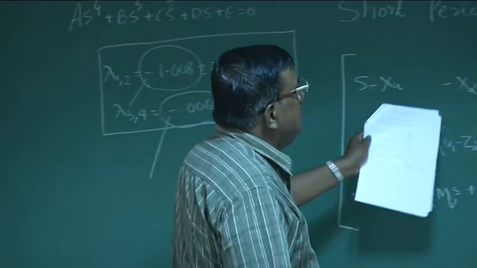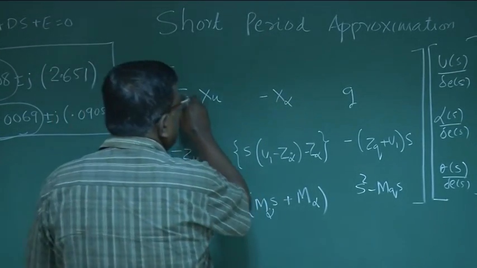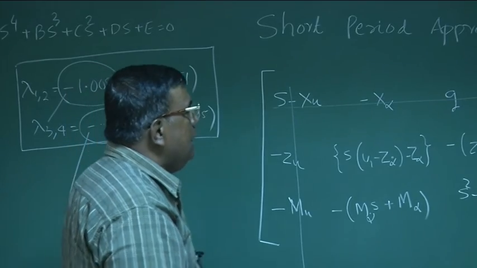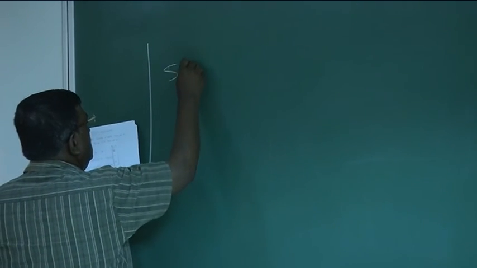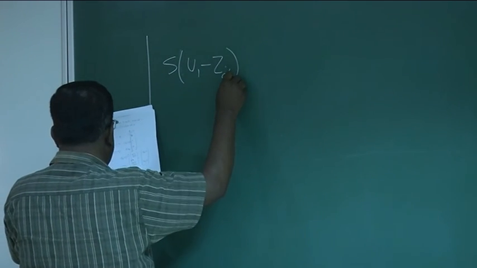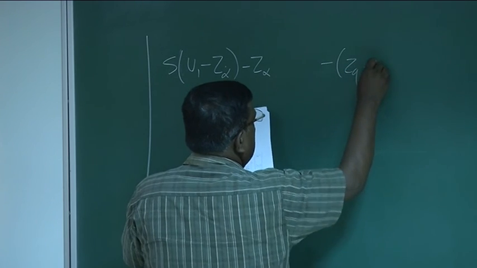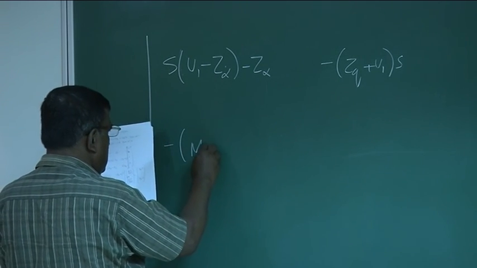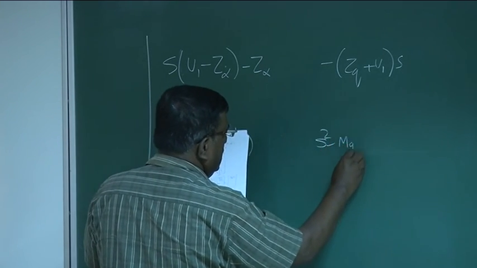So why handle all those 3 by 3 matrices? Since u anyway is not a matter of concern for us, we neglect this term, this one, and here we neglect it, and then we get an equation of the form: determinant of s(u1 minus Zα̇) minus Zα, minus (Zq plus u1) s, minus Mα̇ s plus Mα, and s² minus Mq s.